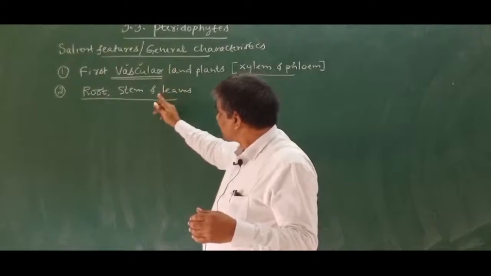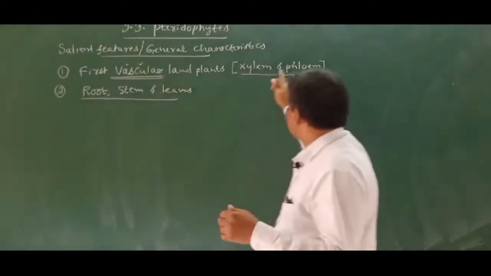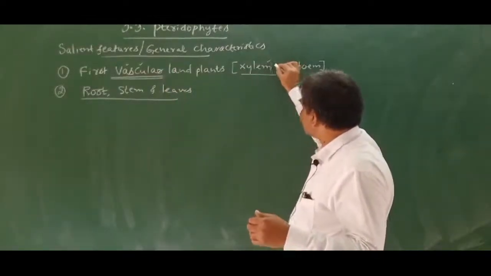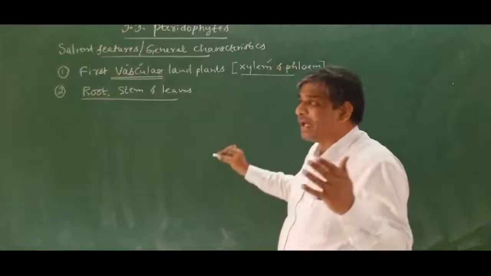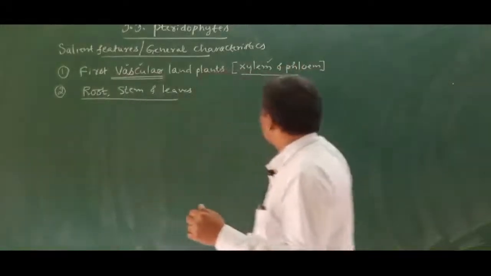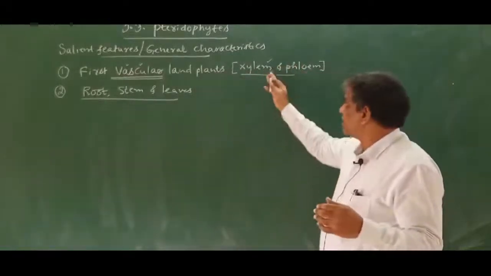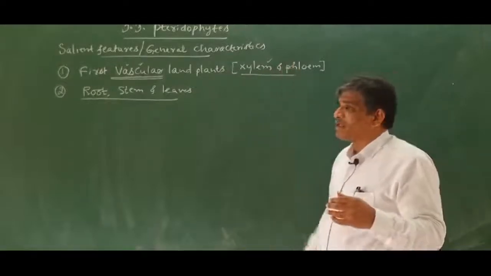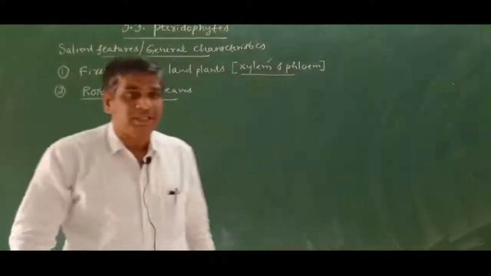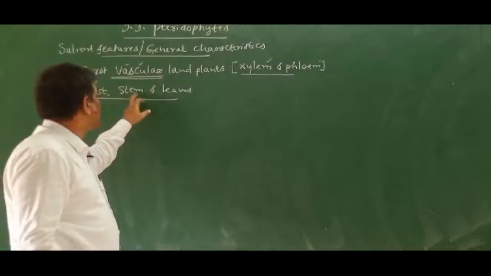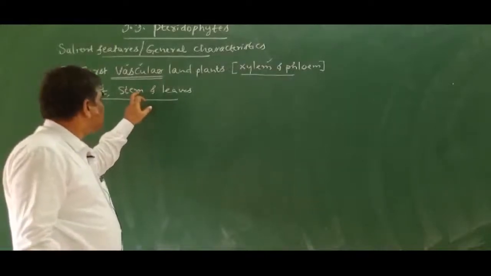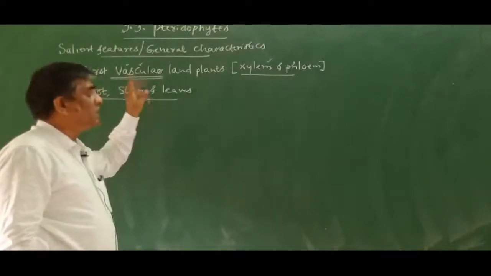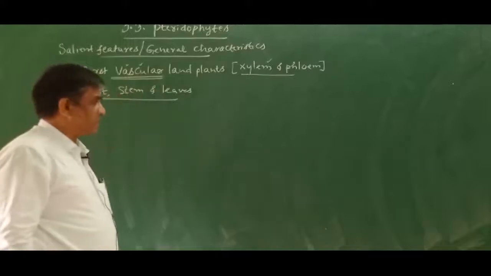Because of the development of these structures and tissues, they are able to transport water and minerals to various parts of the plant body through these tissues, and also they can transport organic material from one part of the body to another. So these are the first plants whose body is differentiated into these parts.